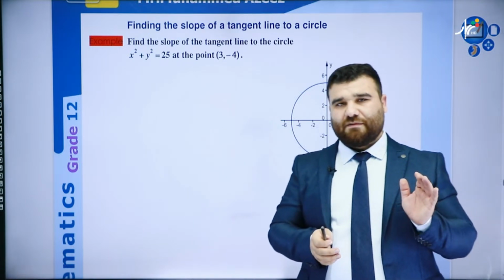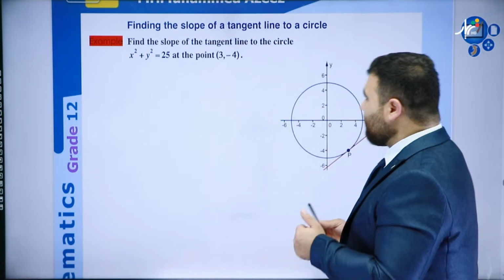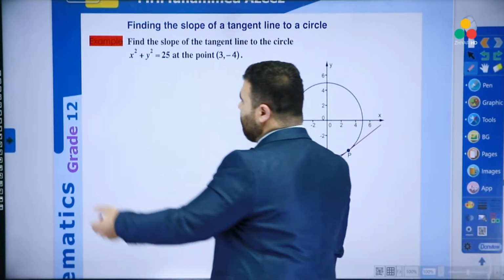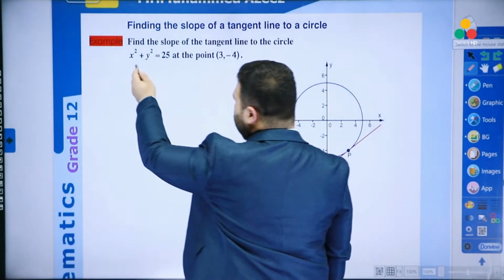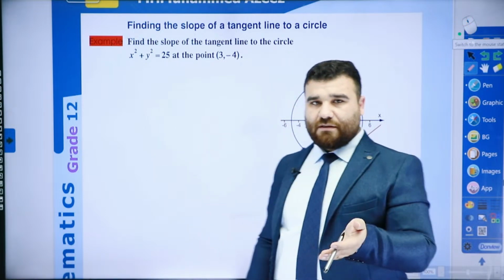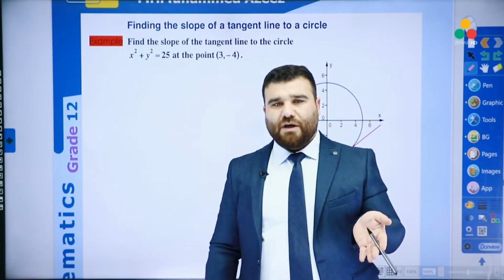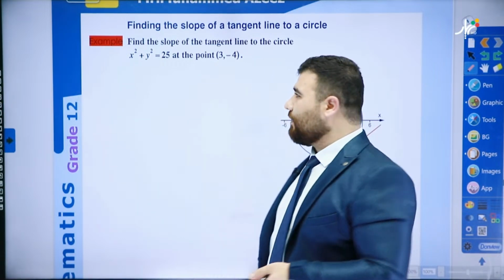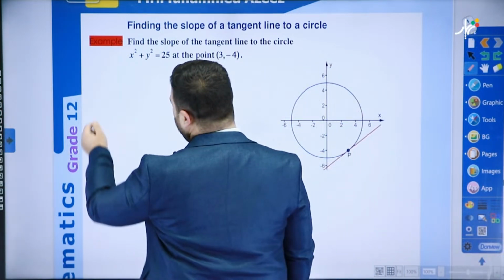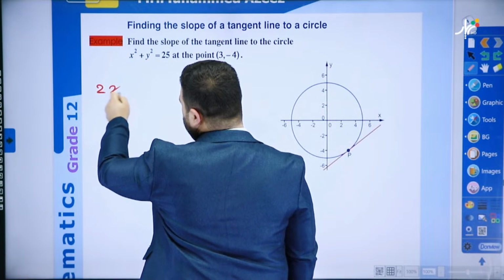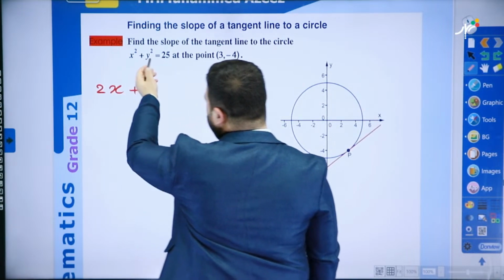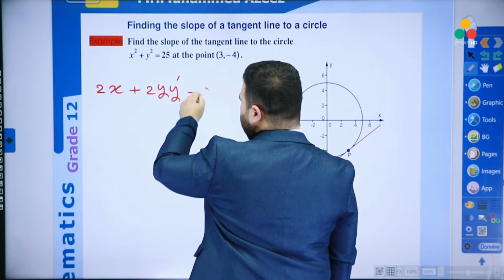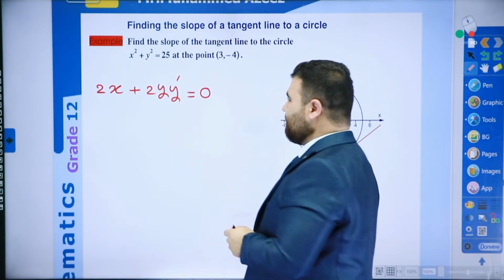Slope means derivative. Now, derivative means y prime. If I want to find derivative, there are two ways, as I said. You can use the rule. You can use the idea of y prime. Both ways are okay. Then let's go with the y prime. This will be 2x plus derivative of y power 2 is 2y y prime equal to 0. Derivative of 25 is 0.